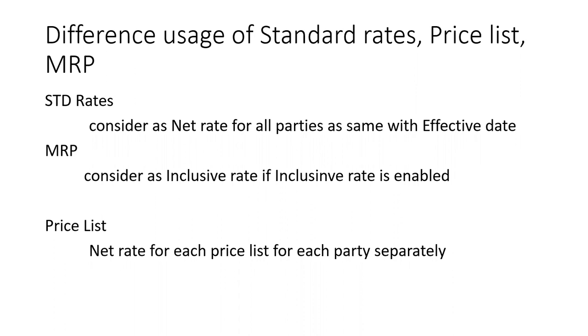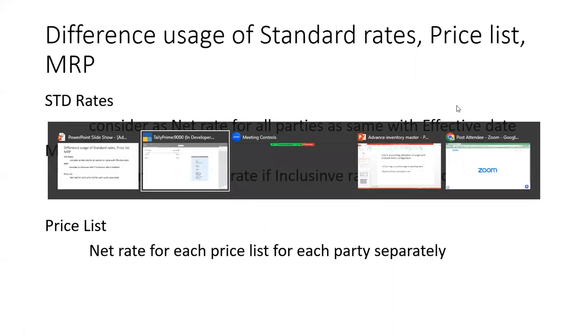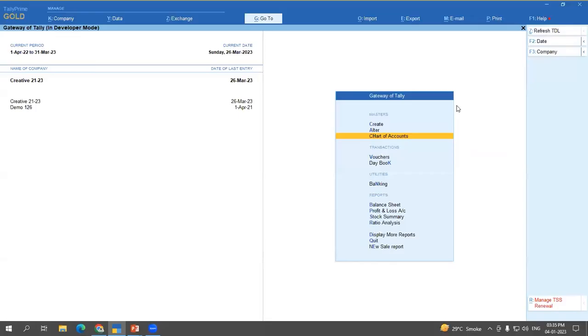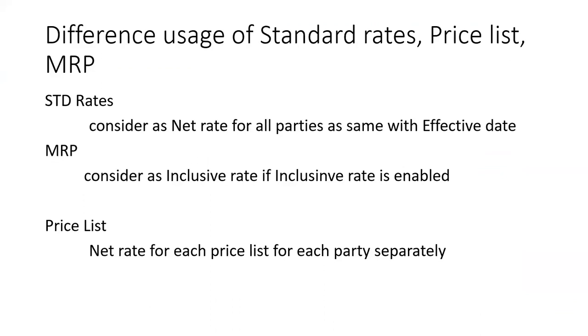Okay. Then the difference between standard pricing, price list system, and MRP concept. So Tally has the MRP concept also, Tally has the price list concept also, and standard rates also. Okay. So what is the difference? So just narrated here. Standard rates.